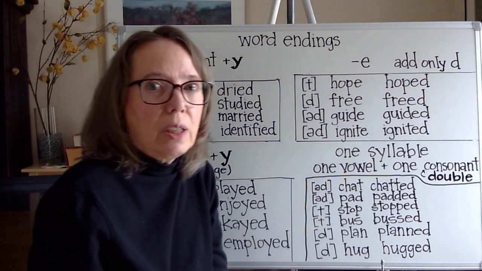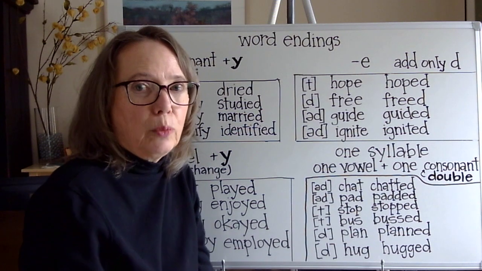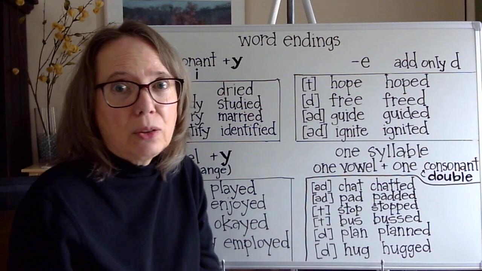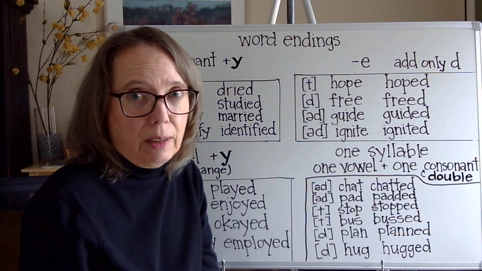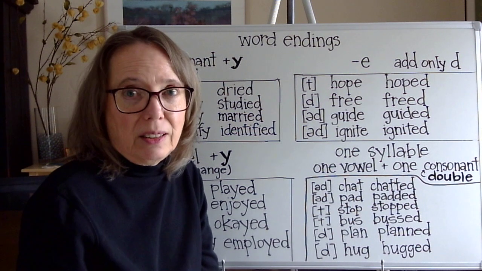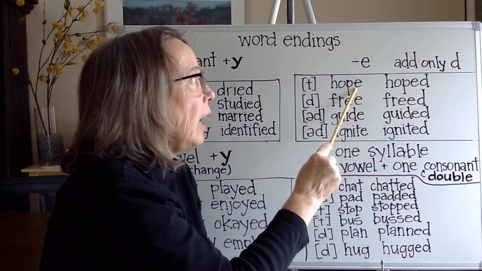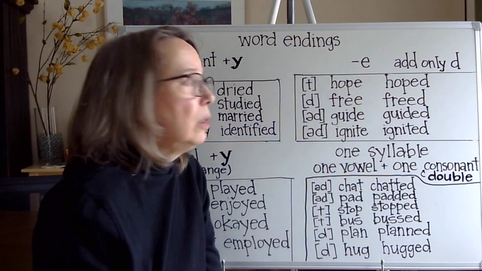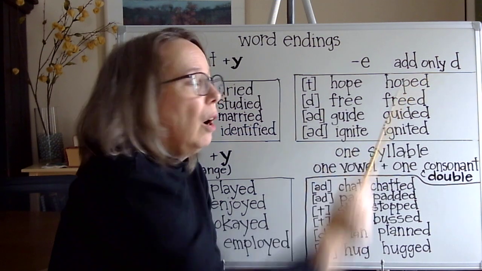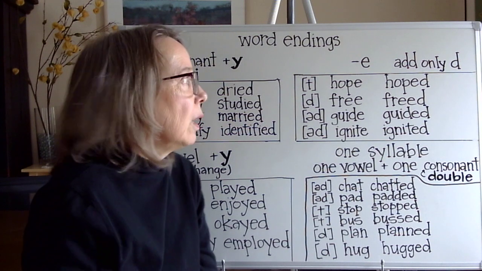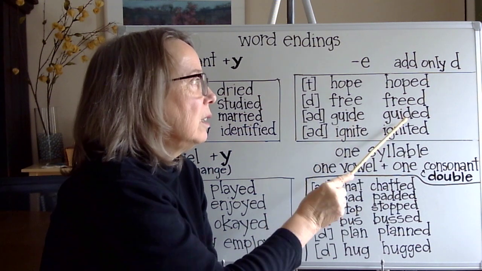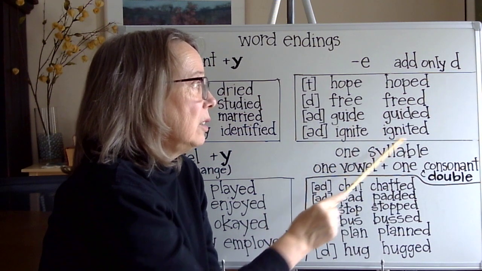Now, you may have noticed that some verbs end with an E. We're not going to add ed to a verb that ends with an E. We're going to use that E in the ed ending. So here we have a one-syllable word, hope, and we're adding a D to make it hoped. Free, freed, guide, guided, ignite, ignited.